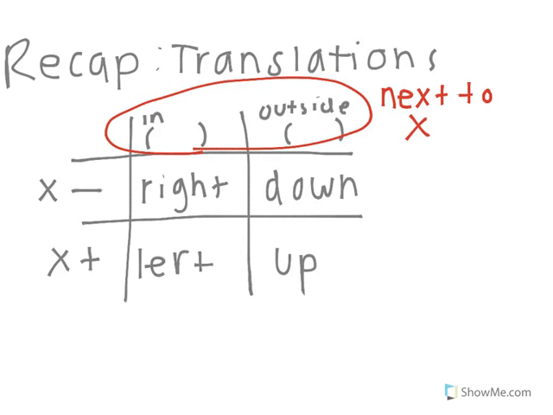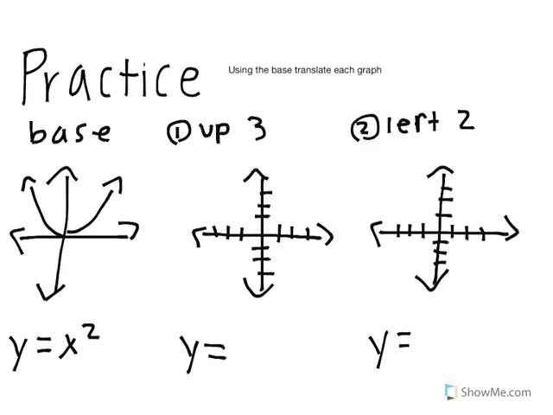Okay, so let's remember, if it's inside the parentheses, we know these are going to be horizontal translations. If it's outside, it's going to be vertical translations. So if it's x minus and it's inside the parentheses, it's right. If it's minus and it's outside the parentheses, it's going to be down. X plus in the parentheses is going to be a left shift, and plus outside the parentheses is going to be an up shift. I think I meant to say x plus inside is a left shift. So here's a table that will help you out if you need it.